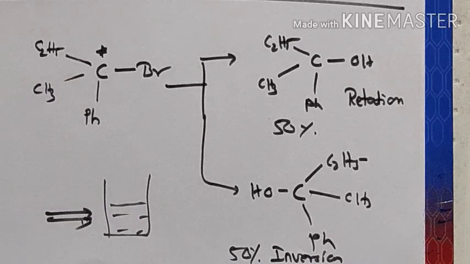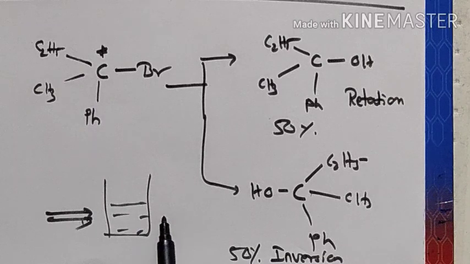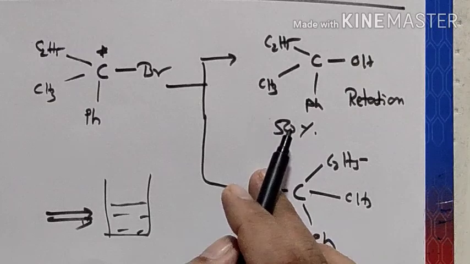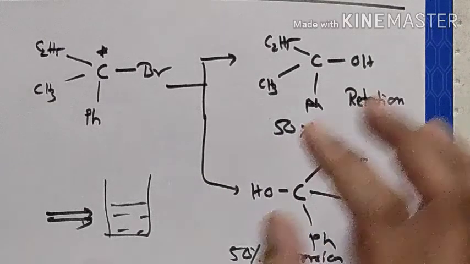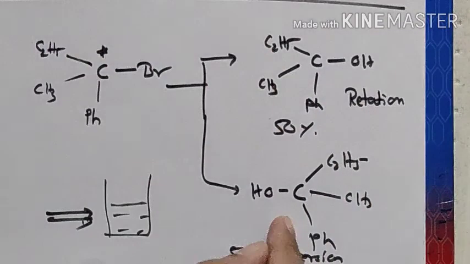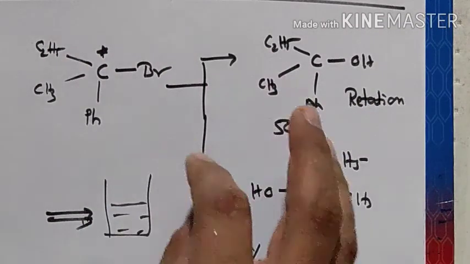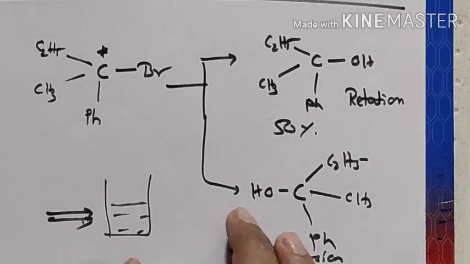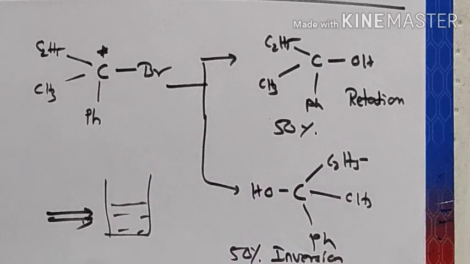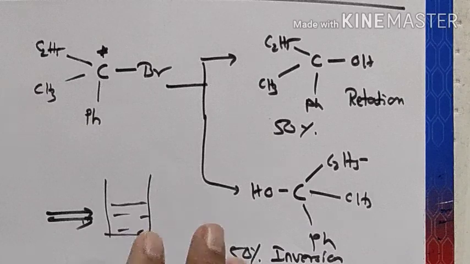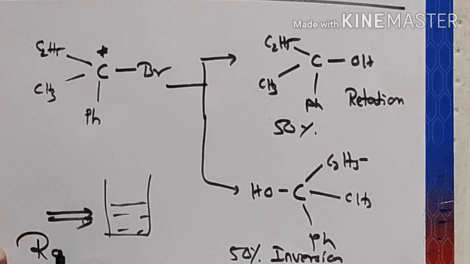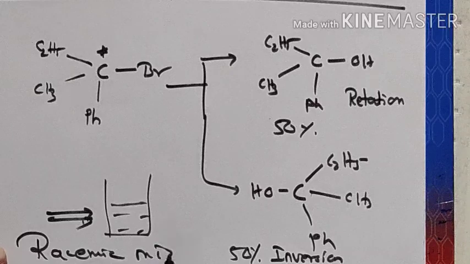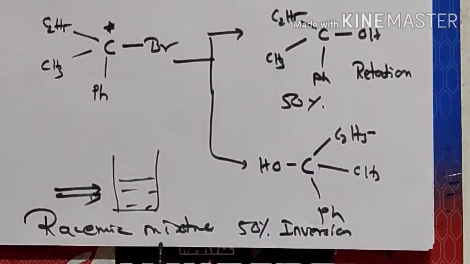Will it show dextro, will it show levo? Actually, student, it will come out in the same way. It is neither going to rotate to the right nor to the left, because with 50% retention and 50% inversion, 50% of the product will rotate clockwise and the other 50% anti-clockwise. As a result, it rotates neither to the right nor to the left. And such a mixture, which does not rotate the plane of plane polarized light, is called a racemic mixture. Remember, this is called a racemic mixture.